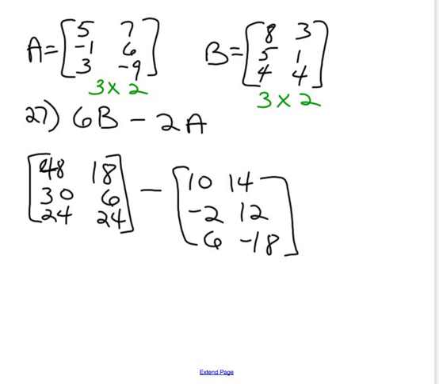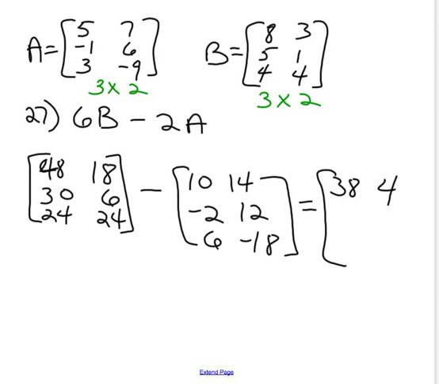I now perform my subtraction. Elements in the same row and column will be subtracted. Row 1, column 1, the 48 minus row 1, column 1, the 10. 48 minus 10, 38 goes in my row 1, column 1 answer matrix. And I continue that same pattern. 18 minus 14, row 1, column 2.